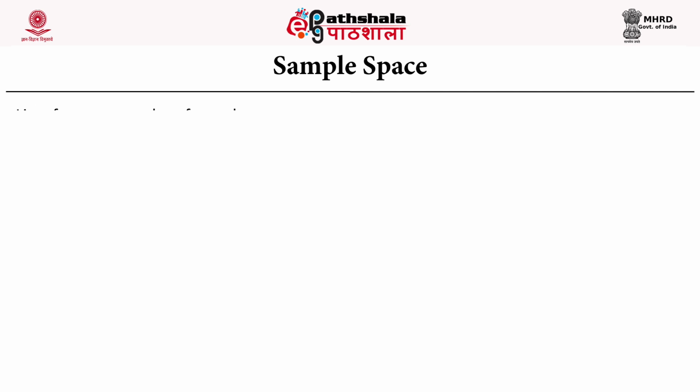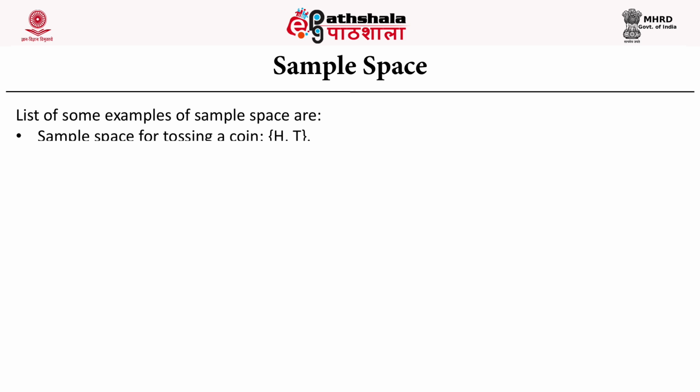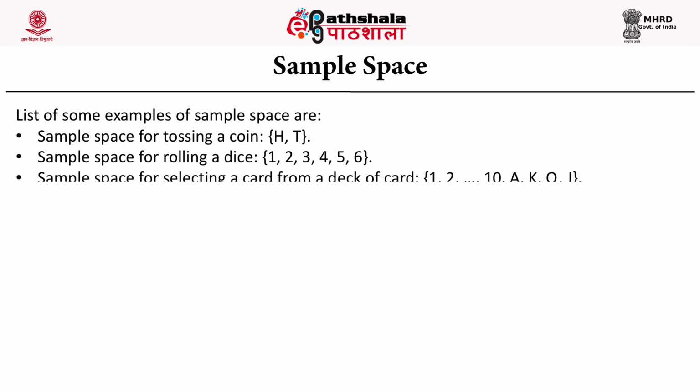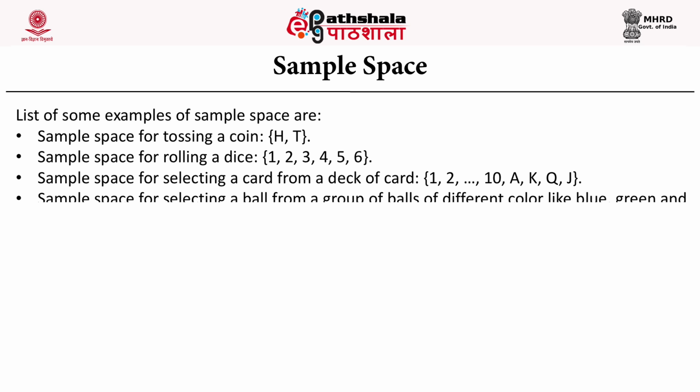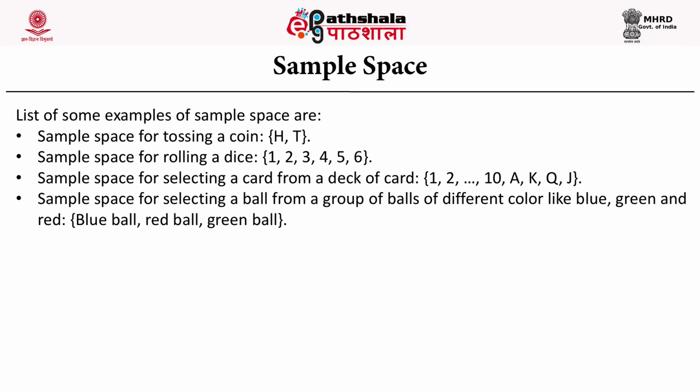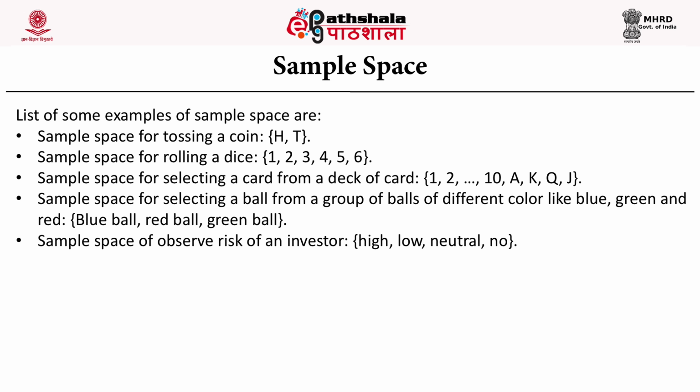Let us list some examples of sample spaces. Sample space for tossing a coin: we know that a coin has two faces, either head or tail. So all the possible outcomes are head, tail. Sample space for rolling a dice: as we already discussed, a dice has 6 faces. So all the possible outcomes, if we combine them in a set, is called sample space. So 1, 2, 3, 4, 5, 6 is the set. Sample space for selecting a card from a deck of cards is given here. Sample space for selecting a ball from a group of balls of different colors, blue, green and red, are blue ball, red ball, green ball, because we can select one ball at a time.